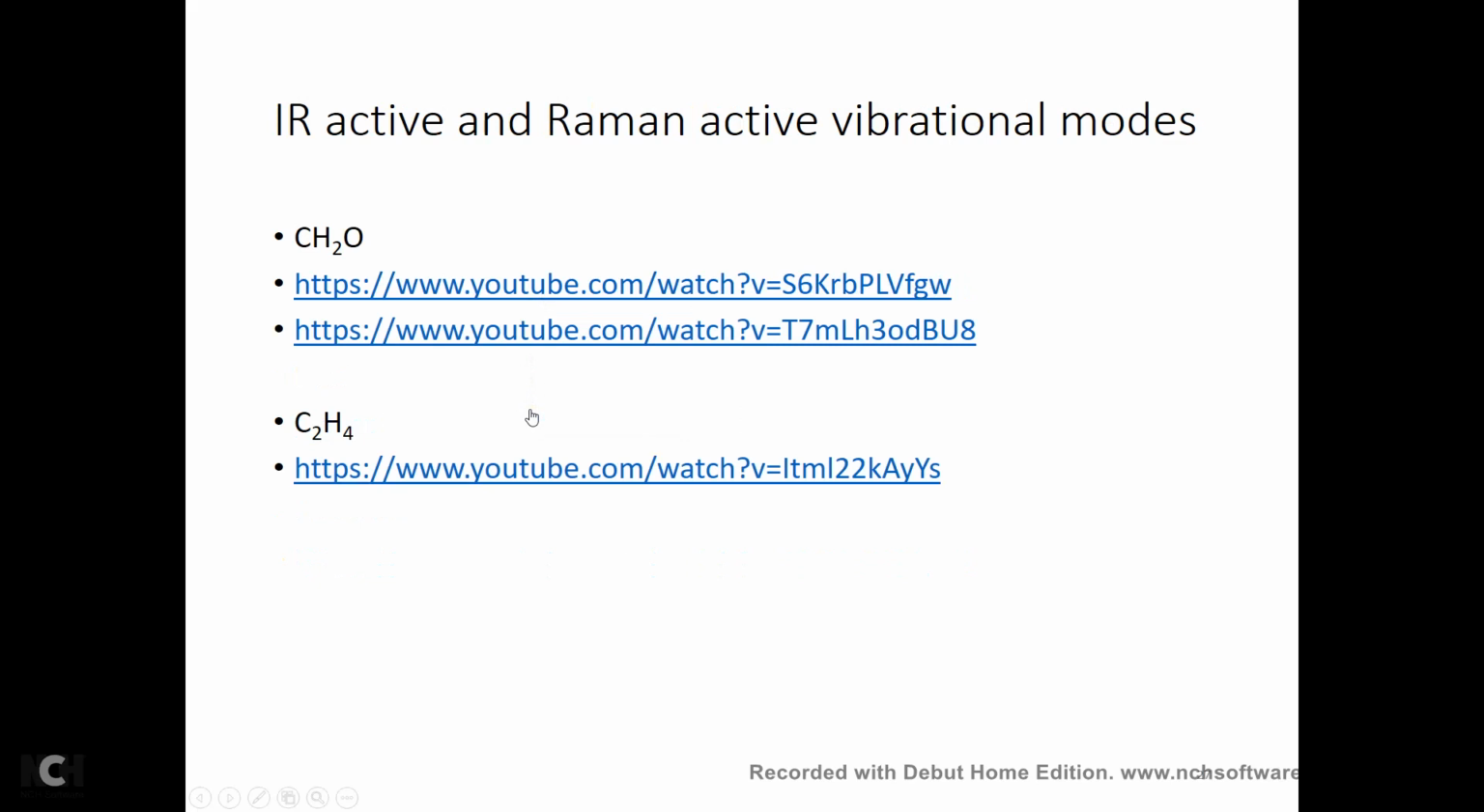Again, why are we interested in the symmetries of the vibrational modes? So 3 more videos. In these 2 videos, I will first determine the point group of formaldehyde. Well, it's just C2V. And then in this video, we will determine which vibrational modes are infrared active, which are Raman active. And same here. This case, this is C2H4 ethylene. This one has a D2H point group.